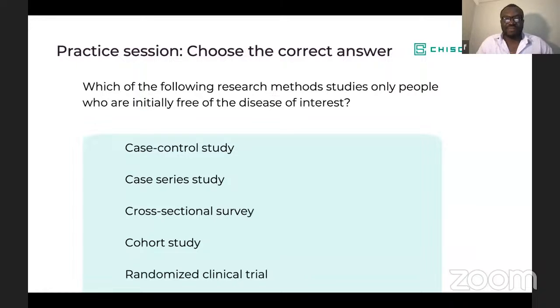Which of the following research methods studies only people who are initially free of a disease of interest? So again, remember that there's no study design called longitudinal. So if we're talking about longitudinal studies, you need to know the different studies that make up longitudinal studies.